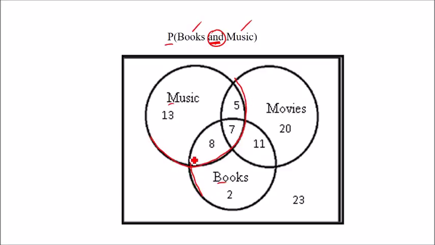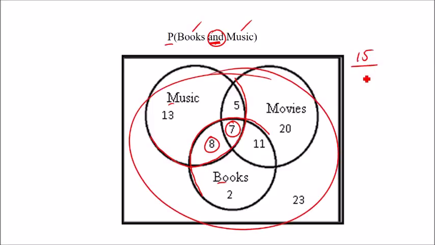That means where they overlap, where the two circles are a part of each other. They're a part of each other right here and right there. So that one would be 8 and 7. We're going to add those together, and that gives us 15 out of a total of all the students here possible, which is 89. So the probability of books and music is 15 out of 89. And again, that and statement says they have to be a part of both of those.